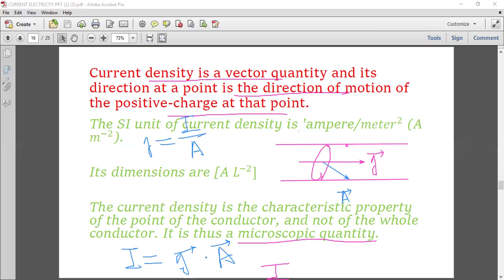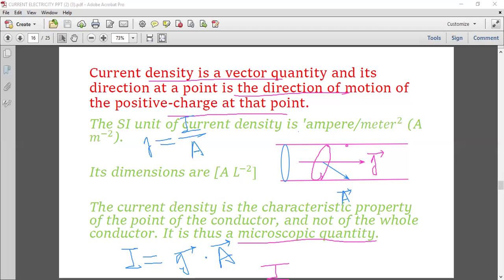In case if this is like this, cross section तुम्हारा ऐसे है, in that case what will be? I will become simply J into A. तब क्या हो जाएगा? I क्या हो जाएगा? J into A हो जाएगा.